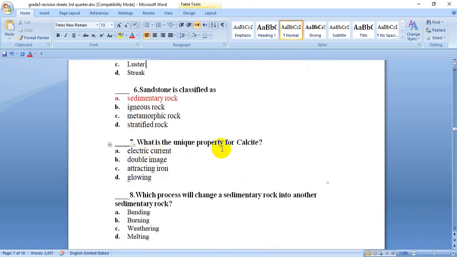What is the unique property for calcite? If you remember, this calcite looks like crystal, and calcite makes a double image. So we will choose letter B, double image.